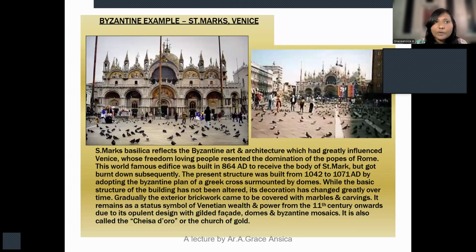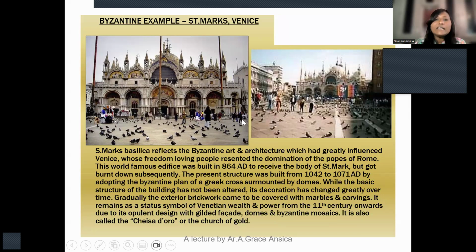Okay, the next example we are going to see is St. Mark's, Venice. It is again a Byzantine Empire example. This was built in 864 AD in order to receive St. Mark's body, but it was burnt down subsequently. The present structure was constructed in the year 1042 to 1071 AD.